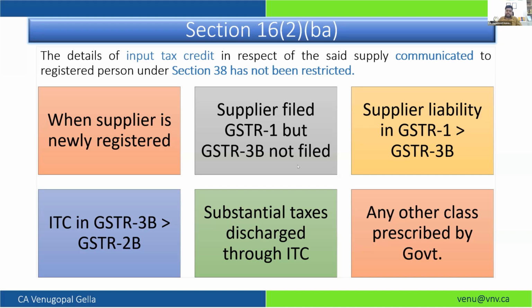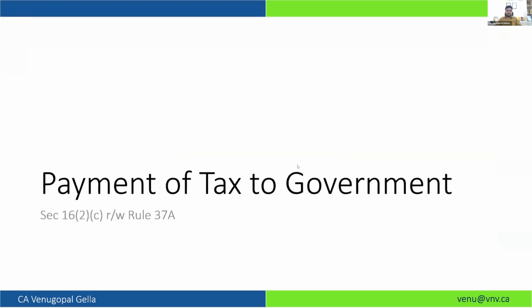Even if I satisfy all the conditions, I possess the tax invoice, I have received the goods and services, and the supplier has made the payment to the government. Even after satisfying all those conditions, if these restrictions are there, then in those cases, I'm not allowed to take the ITC.